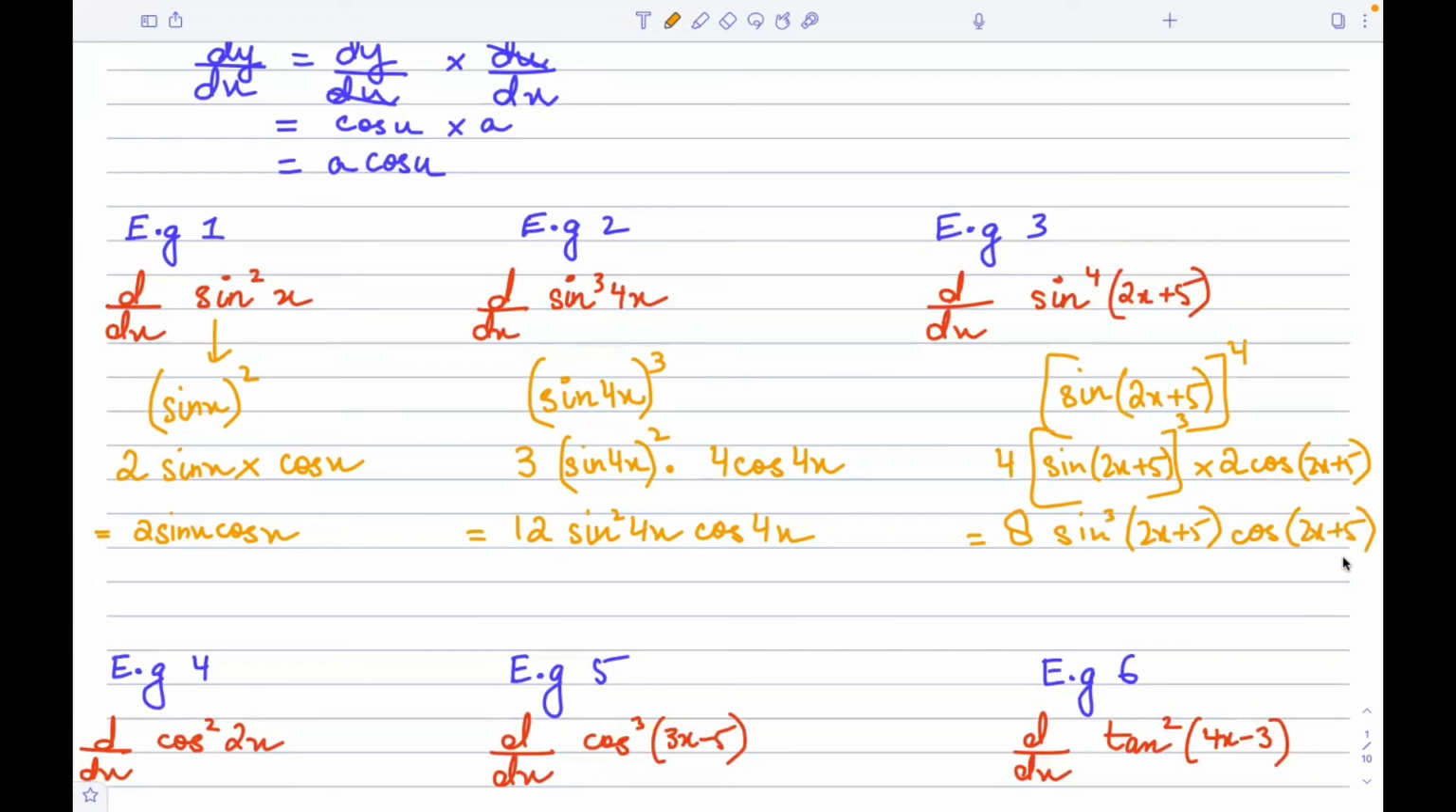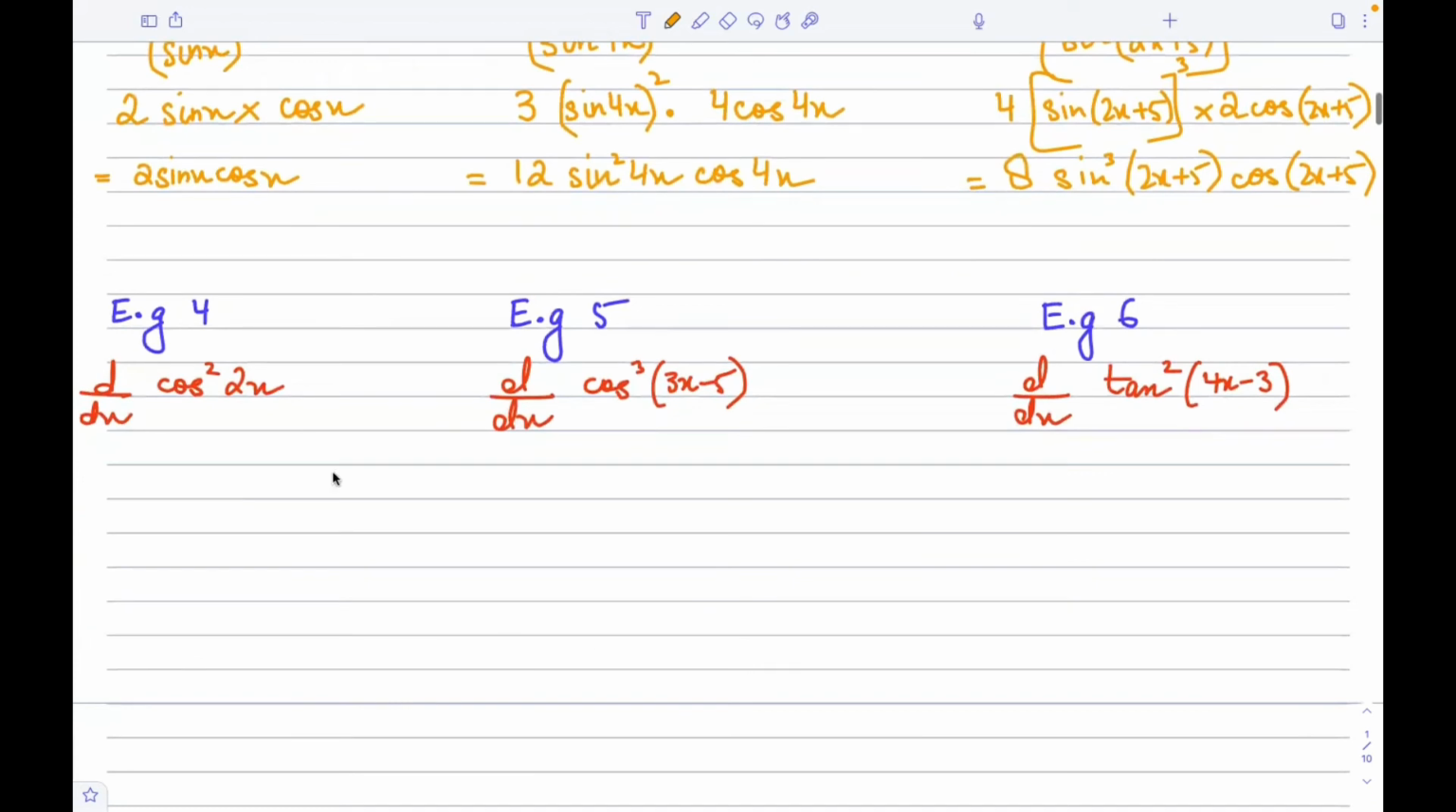Now let's have a look at the differentiation of cos and tan functions. Again, we can write this cos squared 2x as cos 2x whole squared. We multiply the 2 up here, decrease the power by 1, and multiply by the derivative of cos 2x. We know that the derivative of cos is negative sine, so this will become negative sine 2x, and the derivative of 2x is 2, so we can write this as a negative 2 instead up here. So the simplified answer would be negative 4 cos 2x sine 2x.